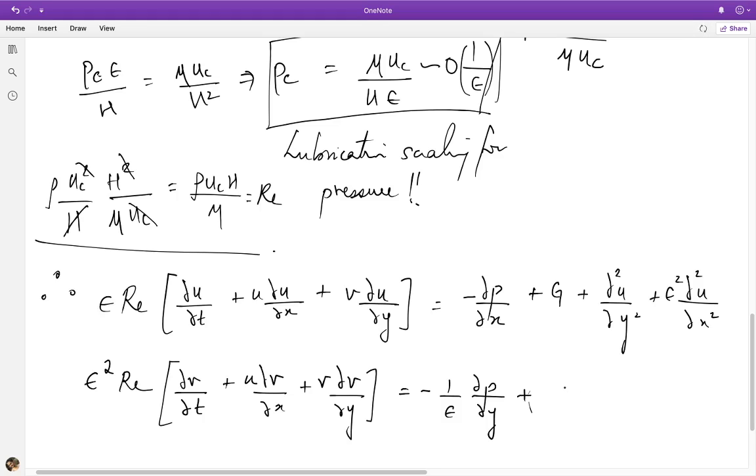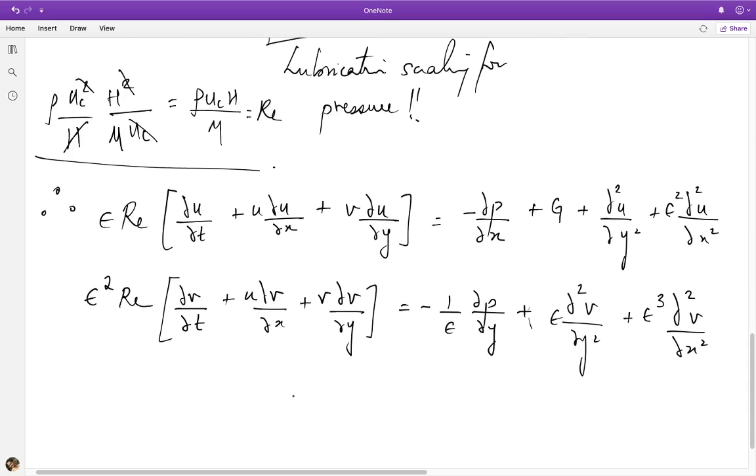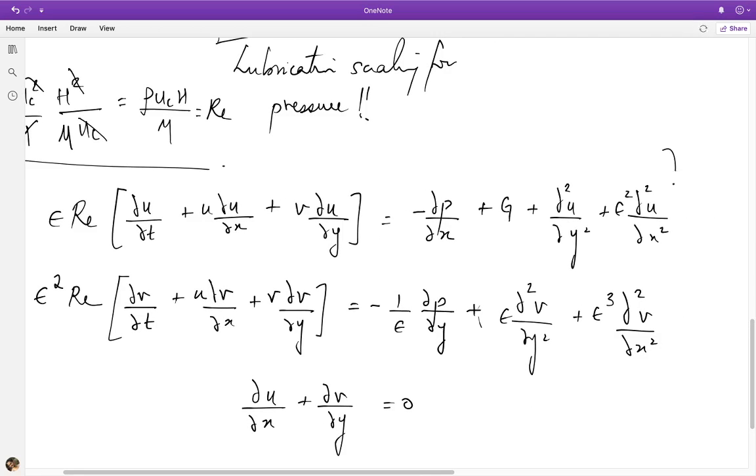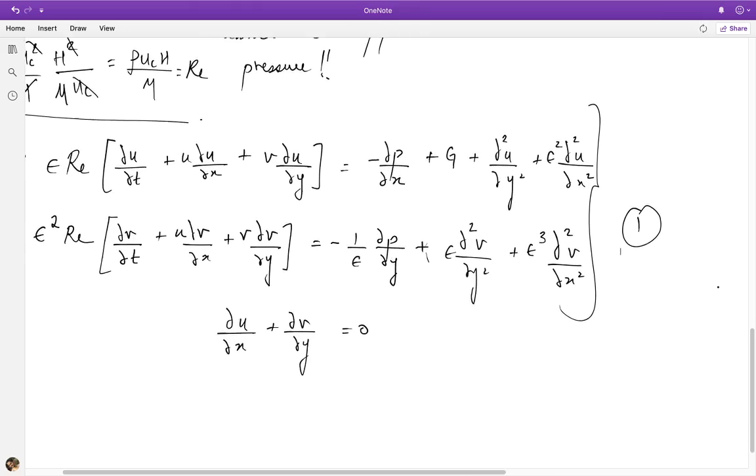And then I have, of course, dou square V by dou Y square, but this time with an epsilon because instead of U we have V, plus epsilon cube now dou square V by dou X squared. Right? And then let me just rewrite down my continuity equation, which is dou u by dou x plus dou v by dou y equals 0. So these are my scaled equations. Let me call them 1. Great.